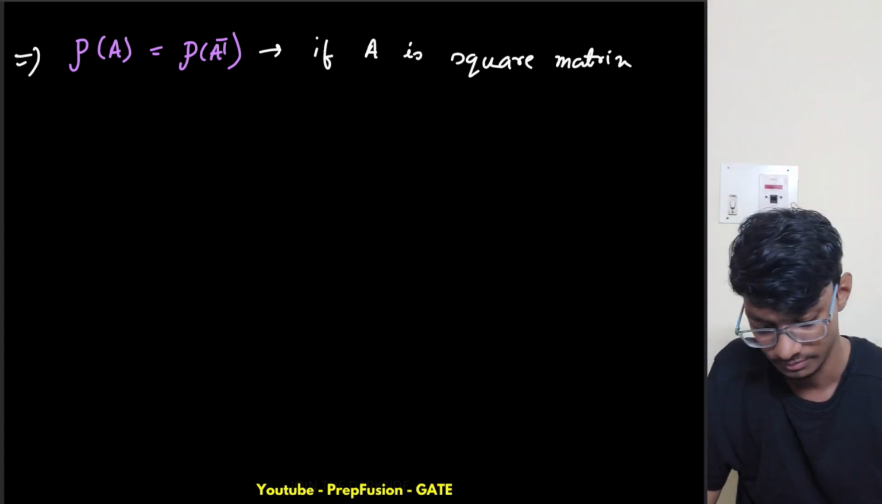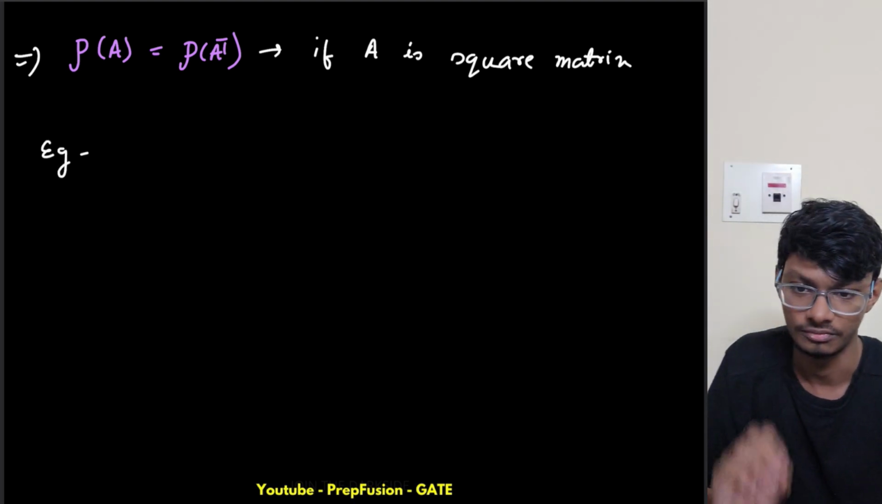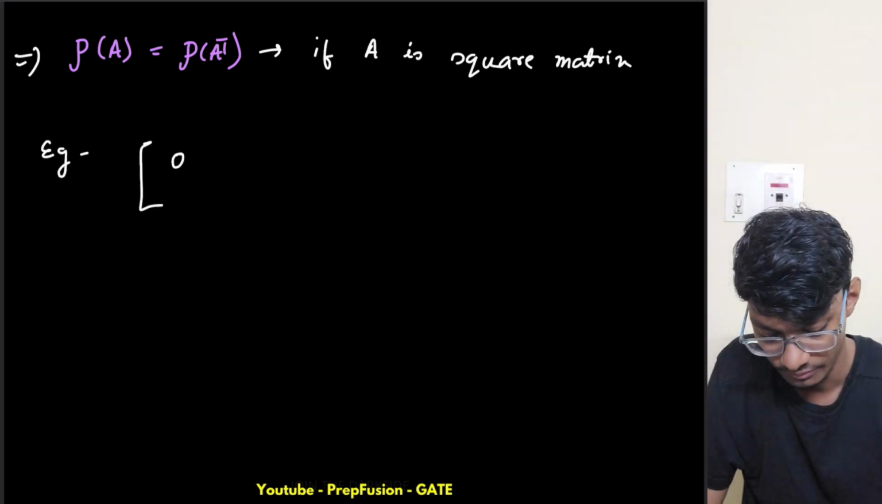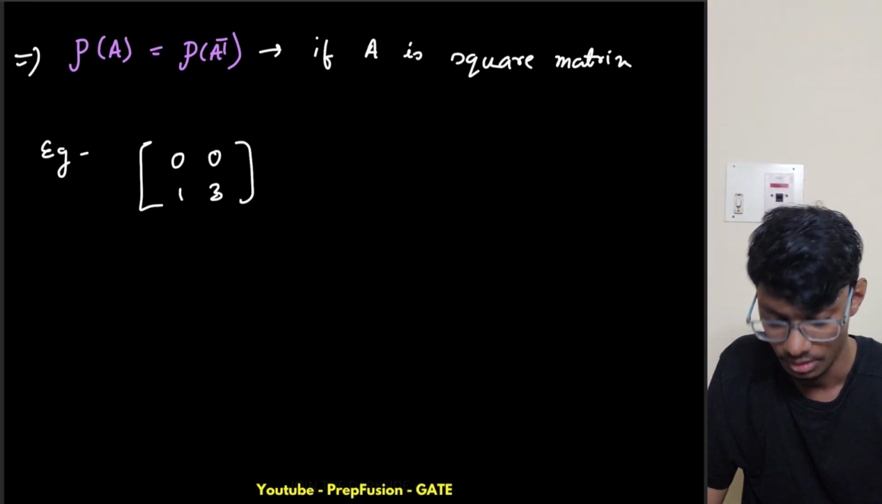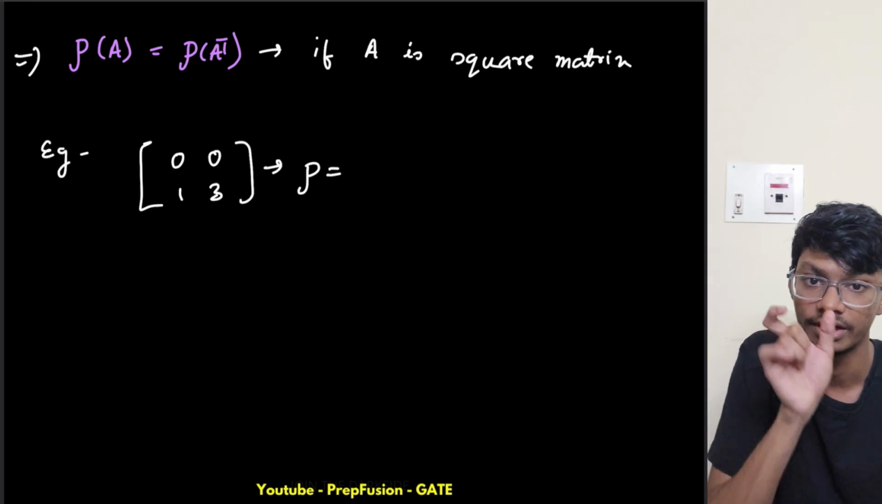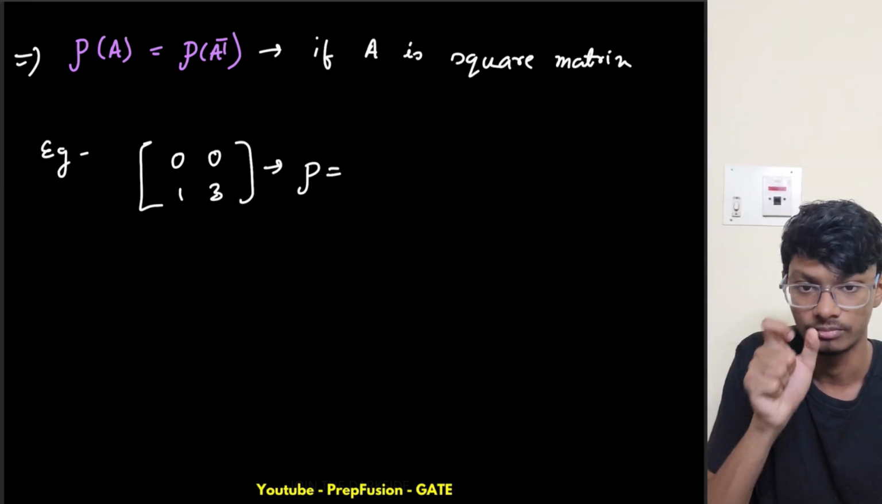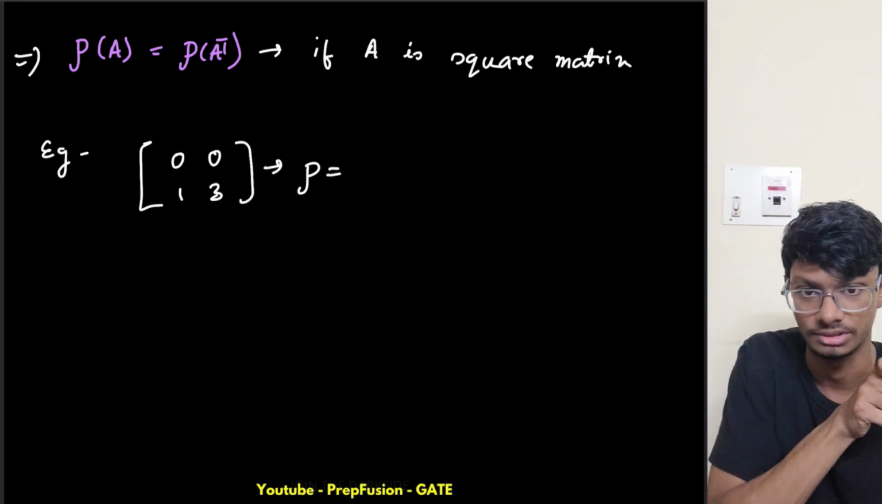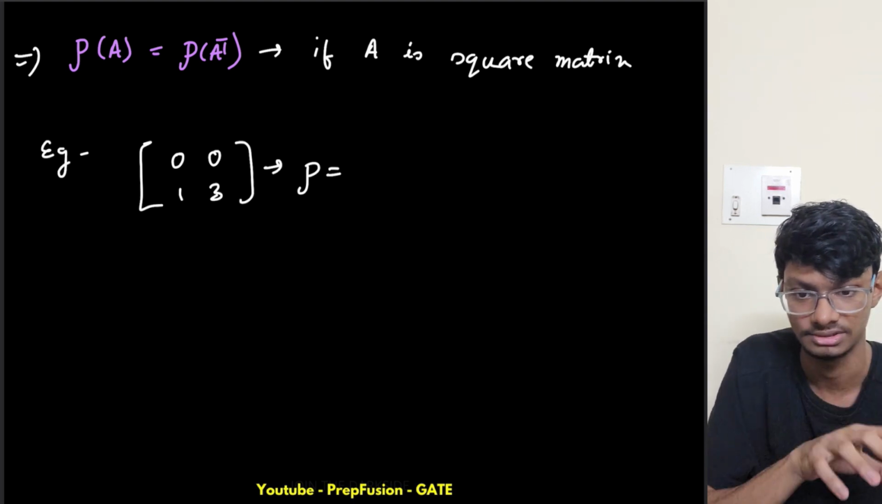Now if A is a square matrix, I will just take a few examples and from there we will understand it. Let's say I have this matrix 0 0 1 3. Now what if I take a transpose of this? First, what is the rank of this one? How many independent rows or independent columns are there? Whichever is minimum, I will take that as the rank.